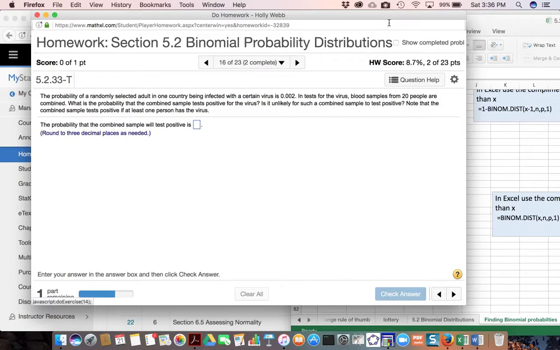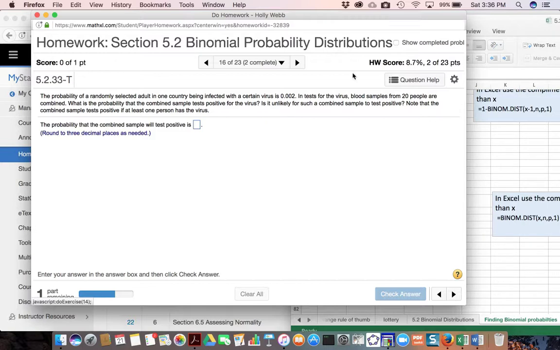Now, here is another word problem. The probability of a randomly selected adult in one country being infected by a certain virus is 0.002. In tests of the virus, blood samples of 20 people are combined. What is the probability that a combined blood test is positive for the virus? And then is it unlikely that such a combined sample will be positive? Now, they do say that a combined sample is positive if at least one person has the virus.